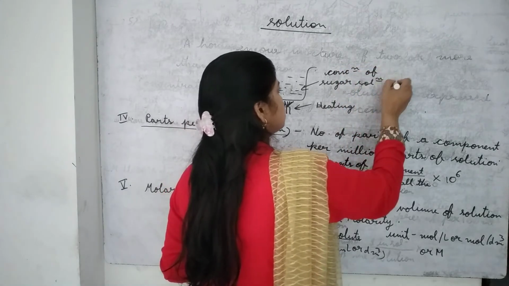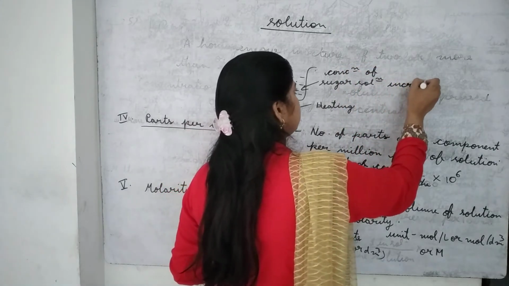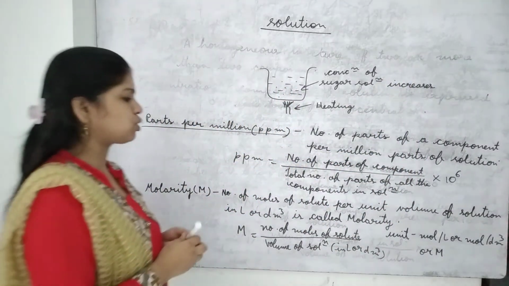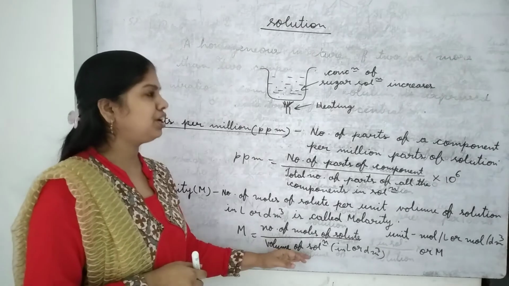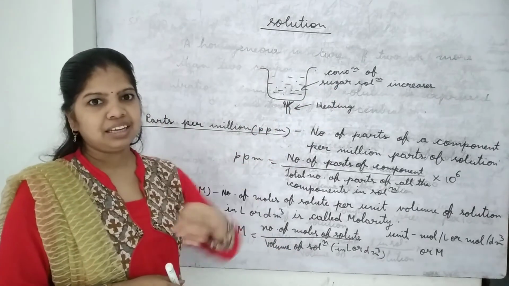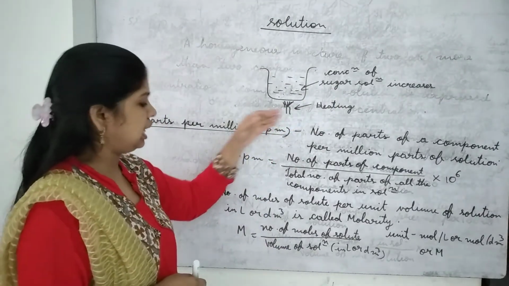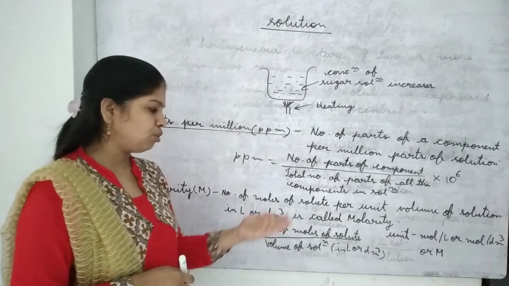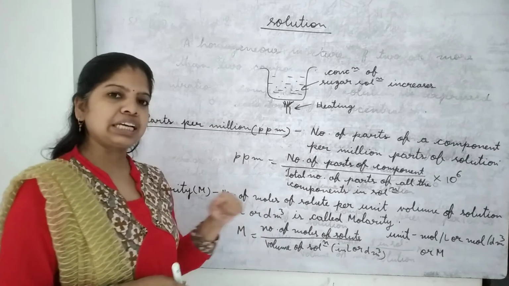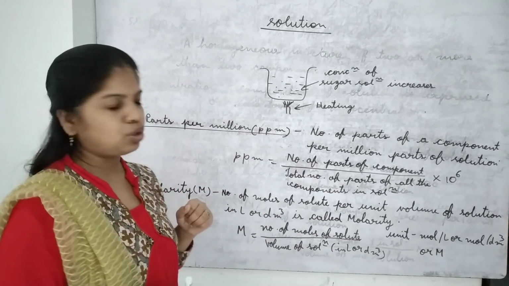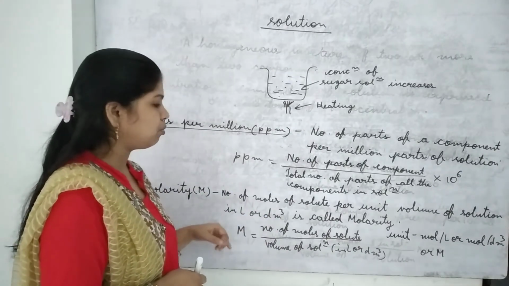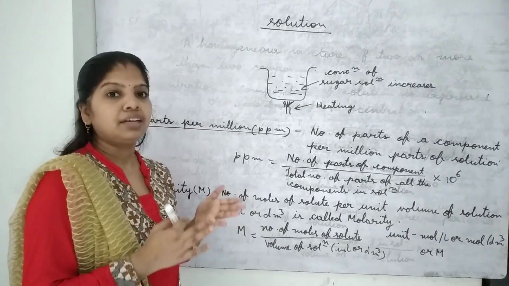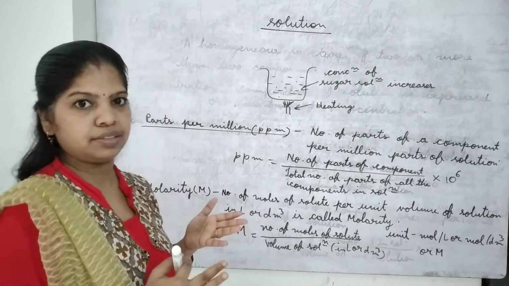The concentration of sugar solution increases. That means the number of moles of solute particles per unit volume of solution is greater. So in this case, if we are increasing temperature, the number of moles of solute particles is greater relative to the volume of solution. In that case, molarity will increase. If we take such a case, then molarity will increase.